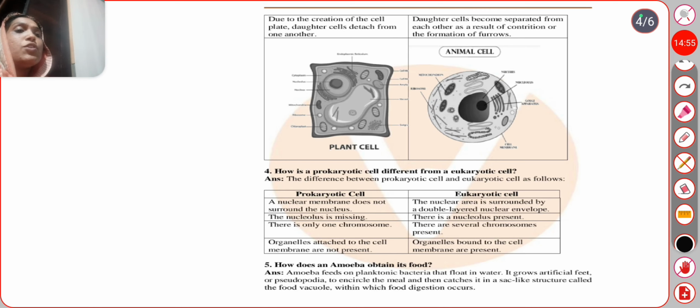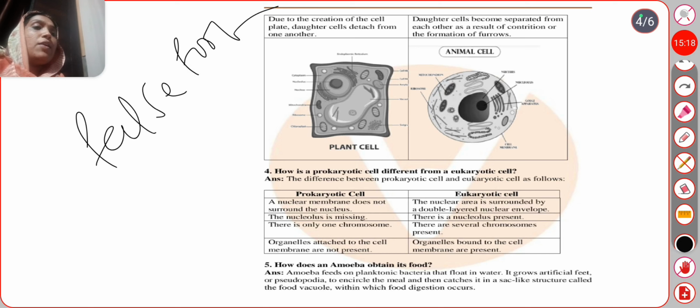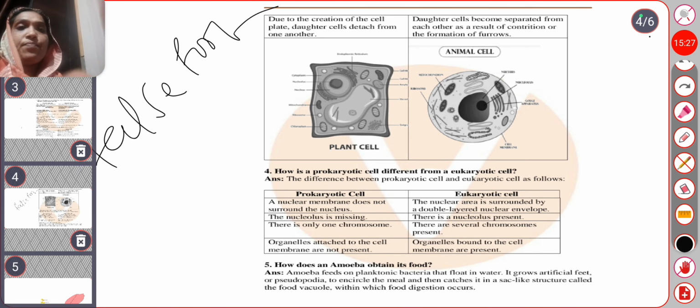Okay, next question: how does amoeba obtain its food? Amoeba feeds on planktonic bacteria which float on the surface of the water. It grows artificial feet, which we call pseudopodia, false foot. The false foot helps in the movement of the amoeba. A sac-like structure is called the food vacuole. Within the food vacuole digestion occurs.